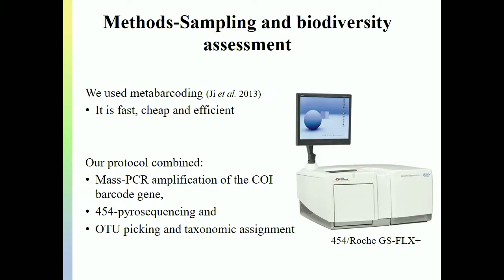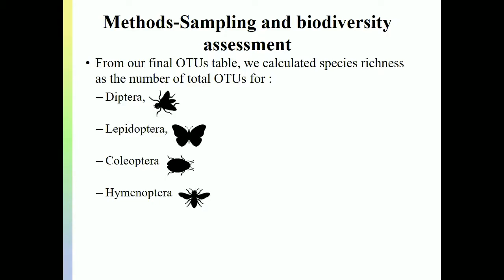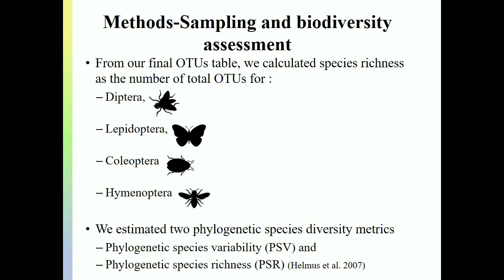taxonomic assignment. This resulted in an OTU table, where we calculated species richness of 4 main insect orders: Diptera, Lepidoptera, Coleoptera, and Hymenoptera. We also calculated 2 phylogenetic species diversity indices: phylogenetic species variability, which measures how phylogenetic relatedness reduces the variability of a hypothetical neutral trait in the community, and phylogenetic species richness, which is the phylogenetic species variability multiplied by the OTU richness in each community.